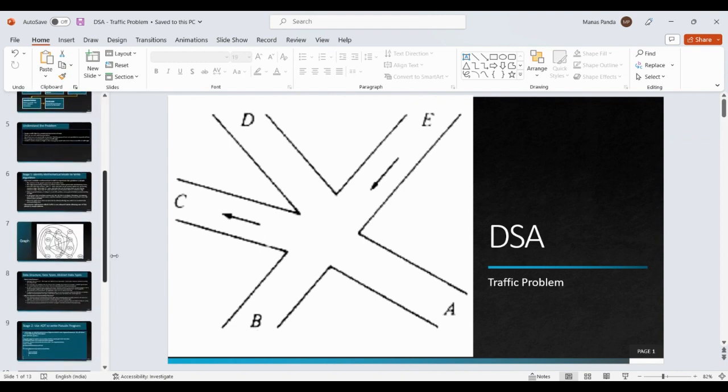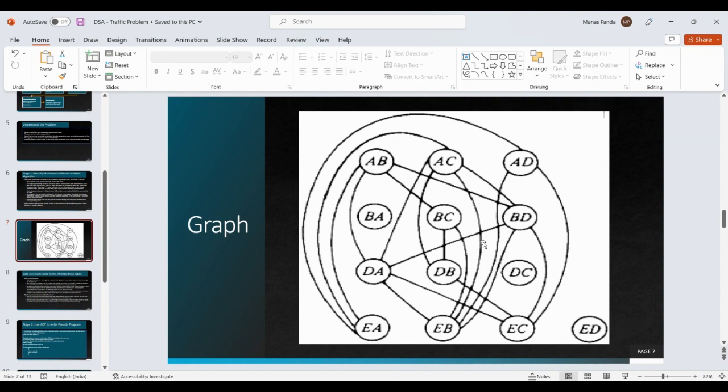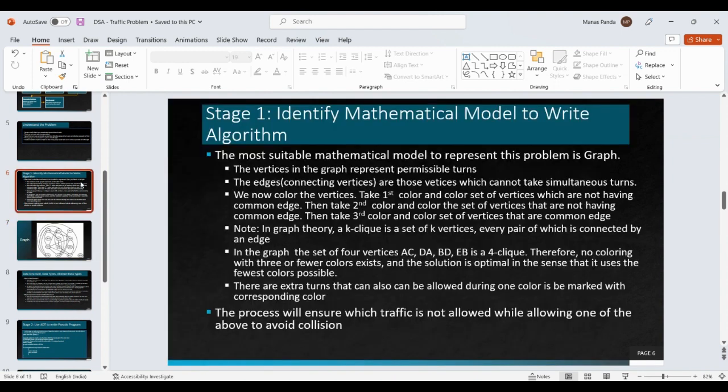So that is where the urge is there, and to find out if they are allowed or not simultaneously. So that is something we have mentioned over here. First color is a set of vertices which are not having a common edge. Then again second color, so eliminate all the first color turns, that is being done already.